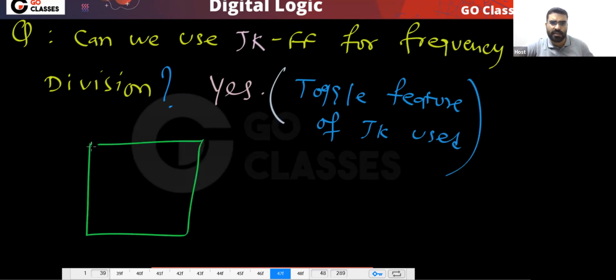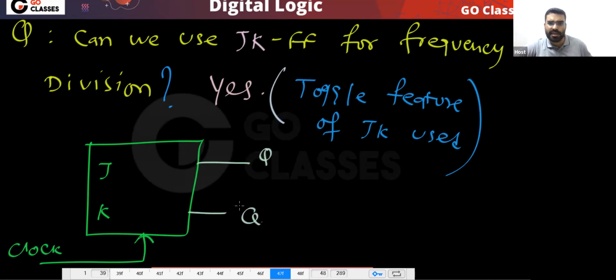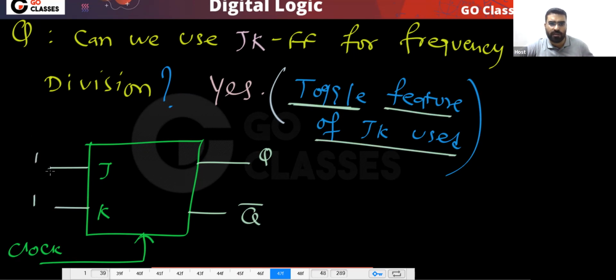So this is your JK, and let's assume this is the clock. I will use this JK as a toggle. If I want the toggle feature of the JK, I need to connect both J and K to 1. Now you can notice this JK flip-flop is also working as a T flip-flop. So this is the reason T flip-flop is called a frequency divider.